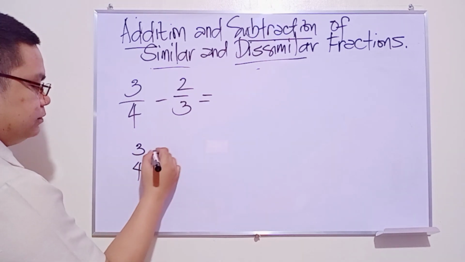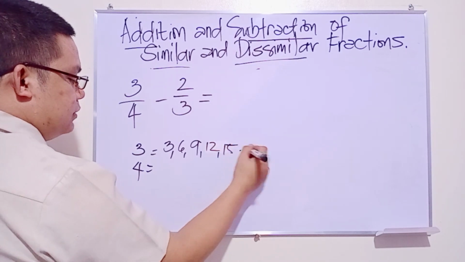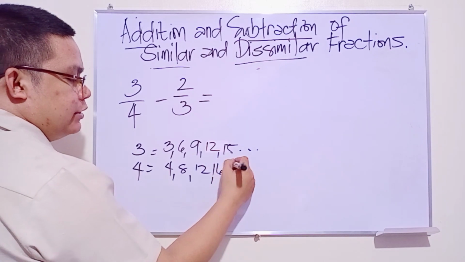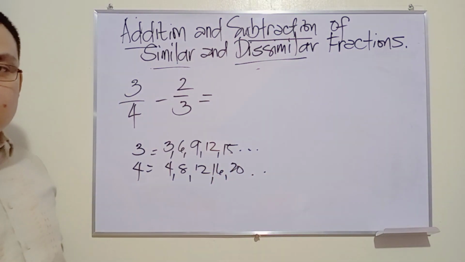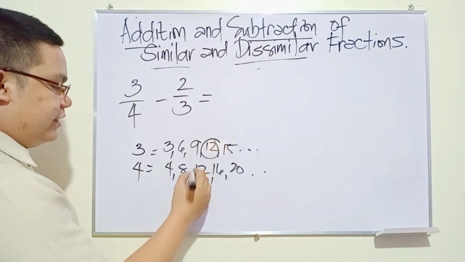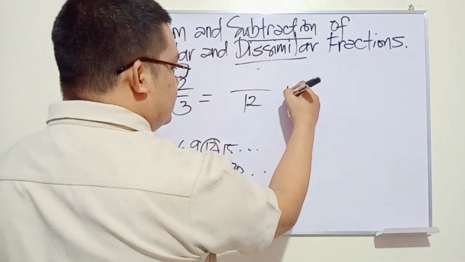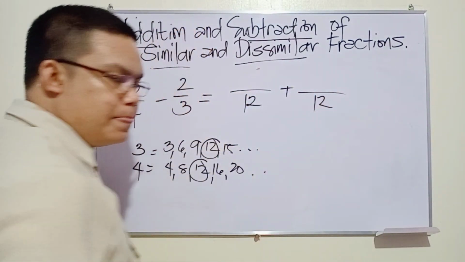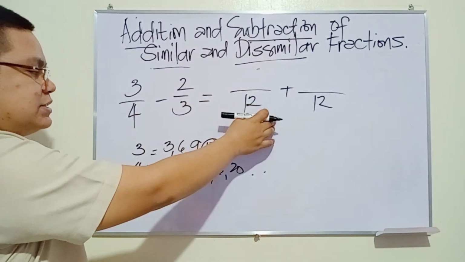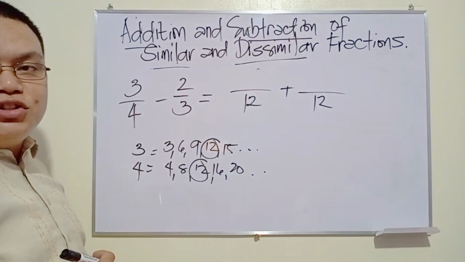3, 4, 3, 6, 9, 12, 15. 4, 8, 12, 16, 20. LCD is 12. So we use 12 as the denominator. Then renaming again the fraction by dividing the LCD by the denominator and multiplying it to the numerator.